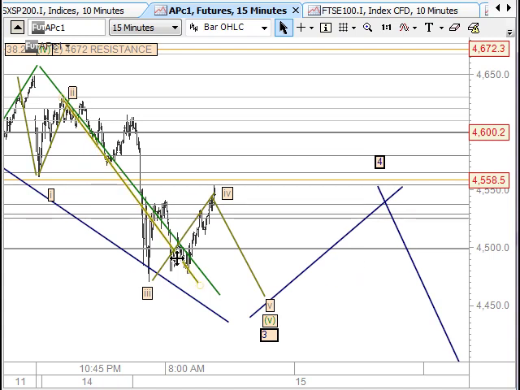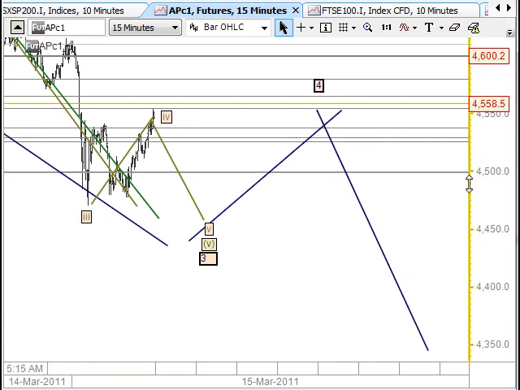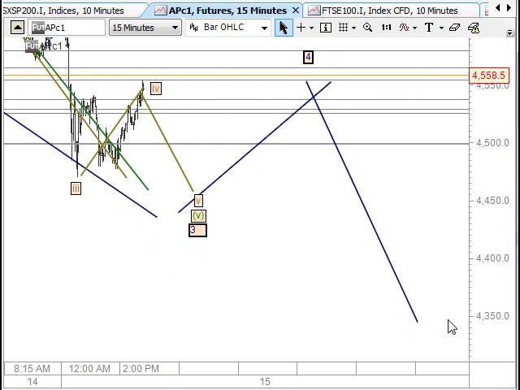Once we've got some sort of pattern that we can recognize here, or we can simply see that the 4-5 is really playing out as the resistance, then you can look to short down from 4-5 down to 4-3 here.